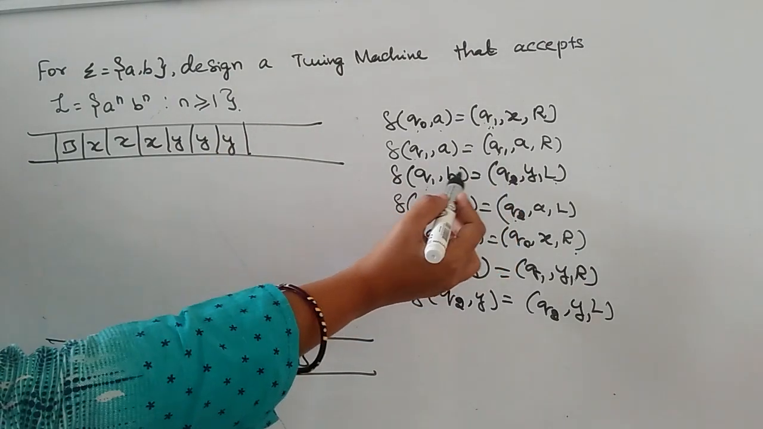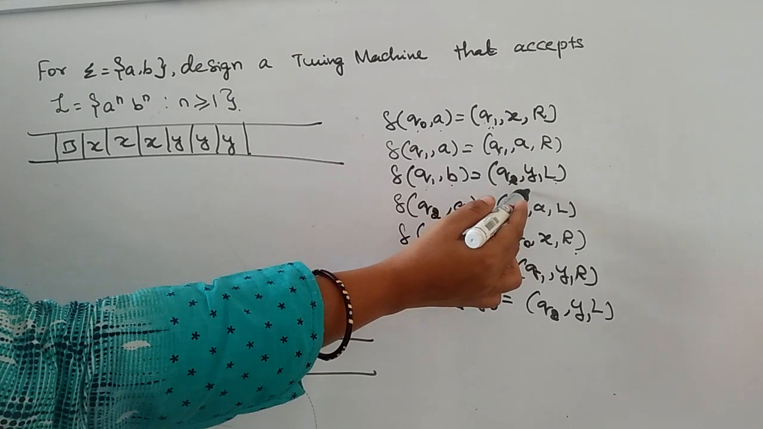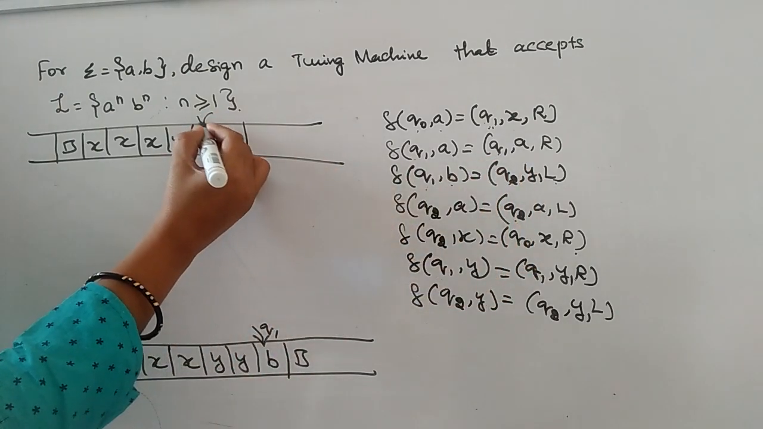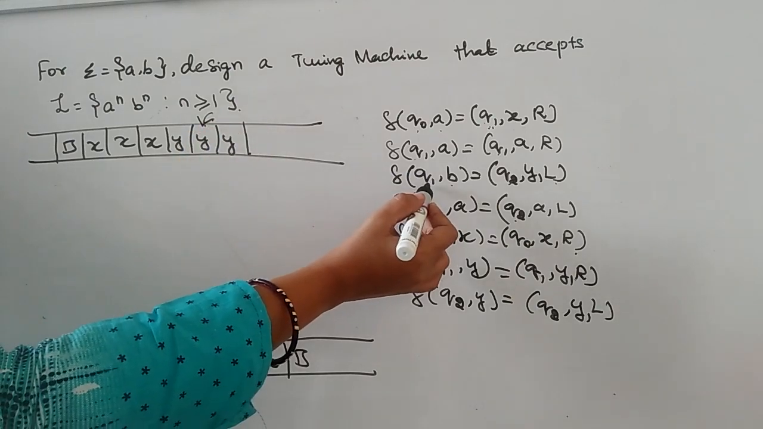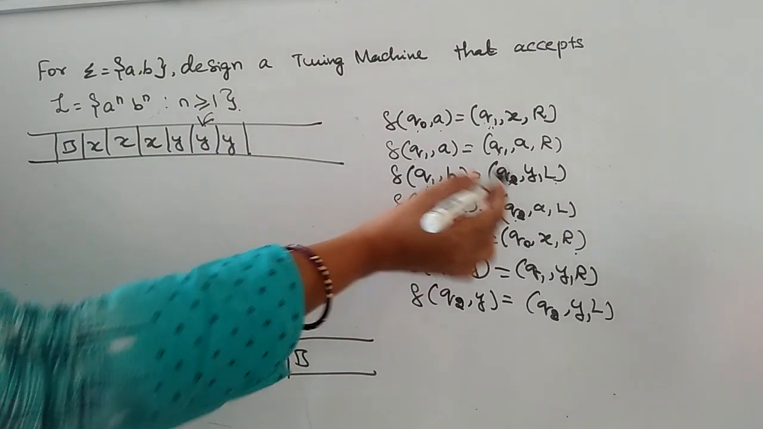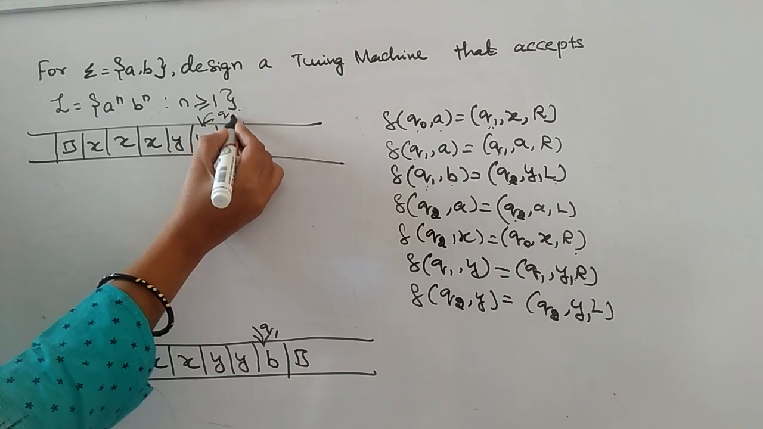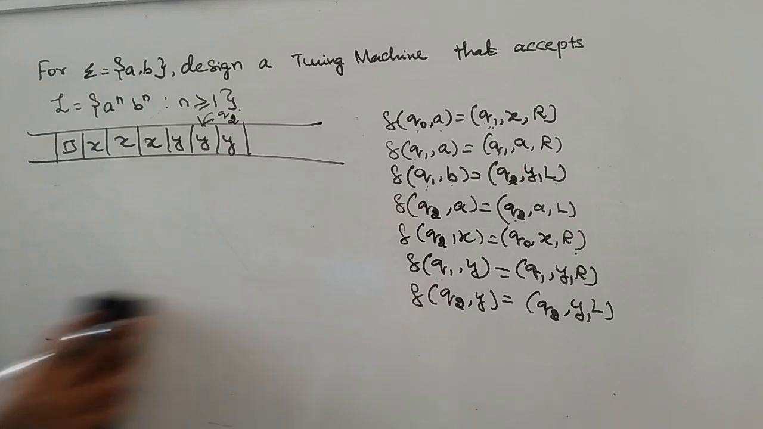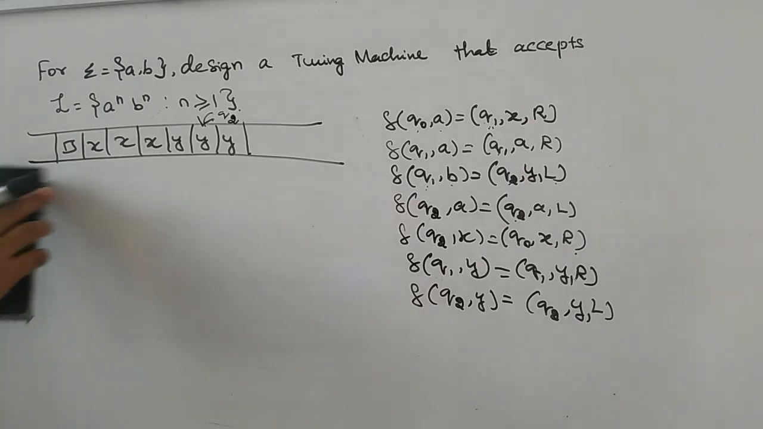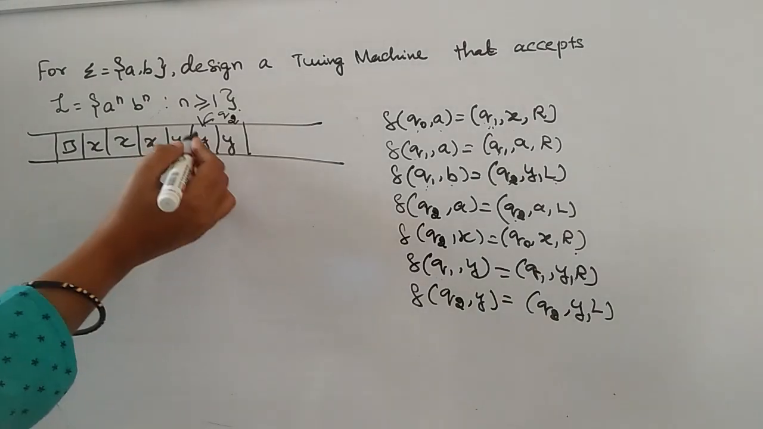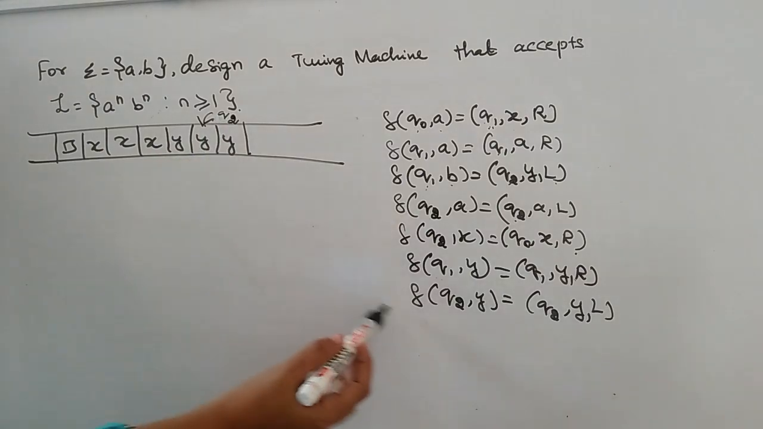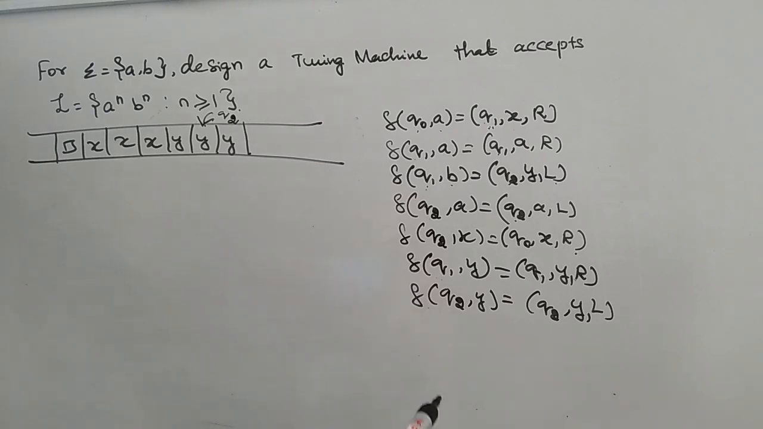See here, after replacing the symbol B by Y, the read write head is moved towards left. It means it comes here, and the machine is moved from the state Q1 to Q2. That's why here we have to write Q2. Next, if the read write head is pointing to the symbol Y, and if the machine is in the state Q2, then we can refer to this transition that we have written earlier.